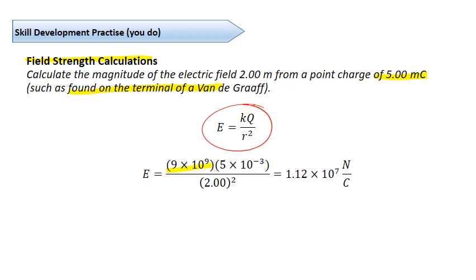In this equation here, K is 9.9 times 10 to the 9, and my charge is 5 times 10 to the negative 3. Whole thing divided by my distance, 2.